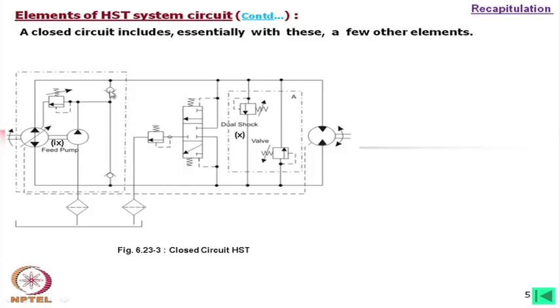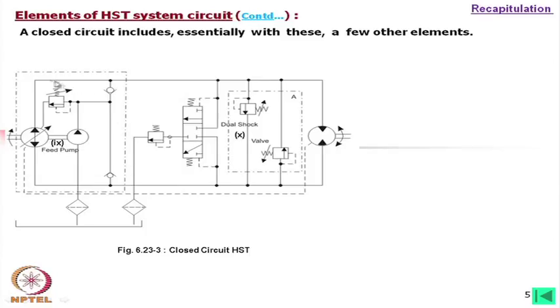And then what we find, the two non-return valves. Suppose the oil is flowing from the pump like this. This means that this is high-pressure oil, because it is rotating the motor. So, due to this high pressure, this will remain closed and oil will go through this check valve or non-return valve to this side.